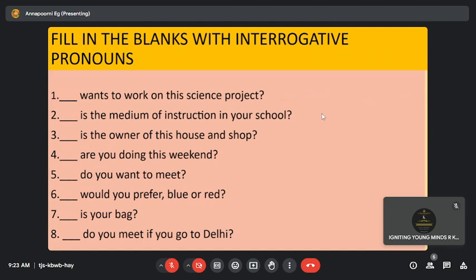Next is: Dash is your bag. Which is your bag, okay. And: Dash do you meet if you go to Delhi? Yeah, I can't hear.